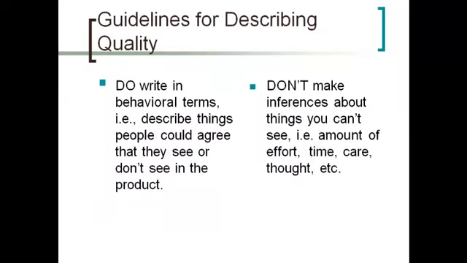When writing your quality descriptors, do write in behavioral terms, things that we can see and observe that are measurable. Try not to make references to things that we can't see. We can't see the amount of time that a student spends on a project or the amount of care or thought that a student may give to a project. Stay away from these descriptors.